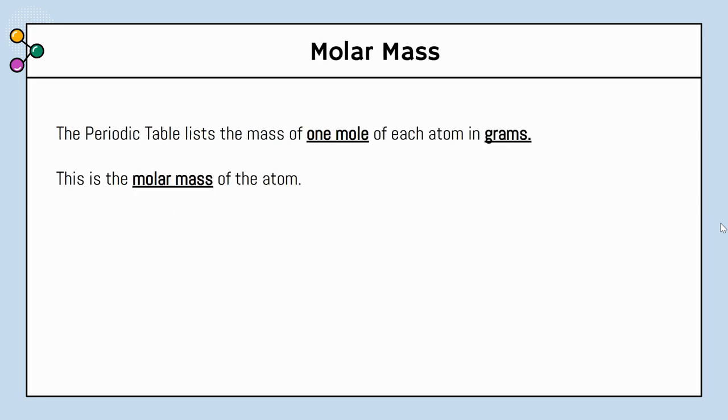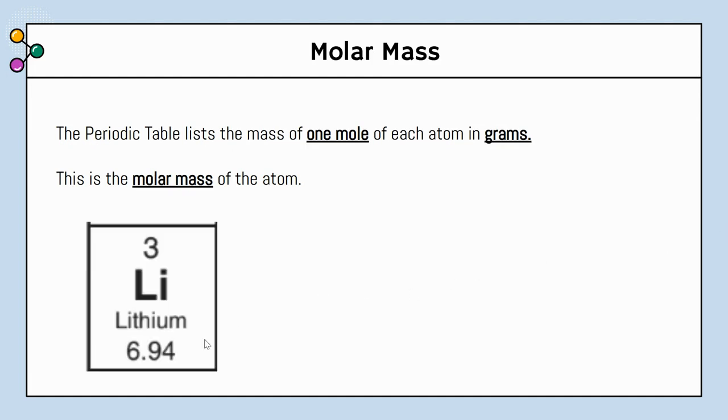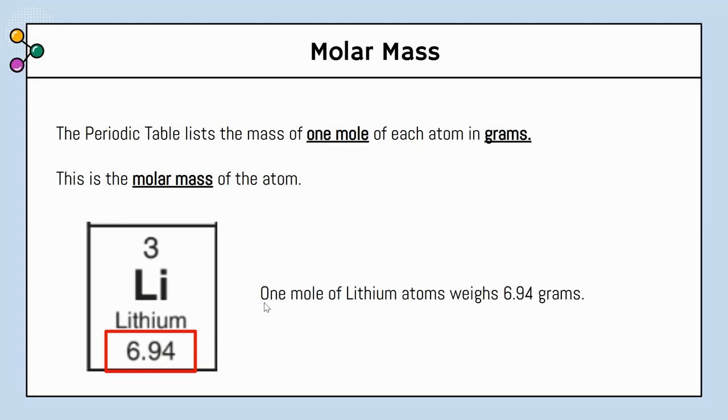The periodic table lists every element, and it also lists the mass if we have 1 mole of that element in atoms. So if we look at, for instance, the element lithium here, at the very bottom, we'll see 6.94. That tells us the molar mass of that element. So if we have 1 mole of lithium atoms, it's going to weigh 6.94 grams on our scale.